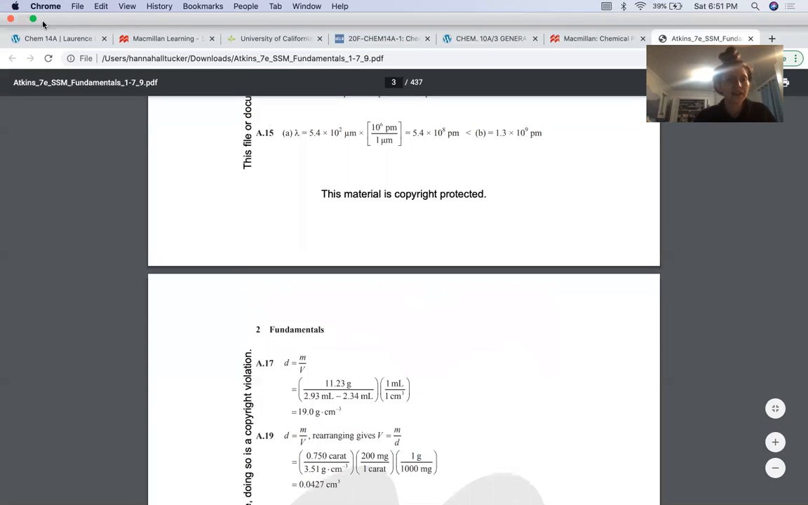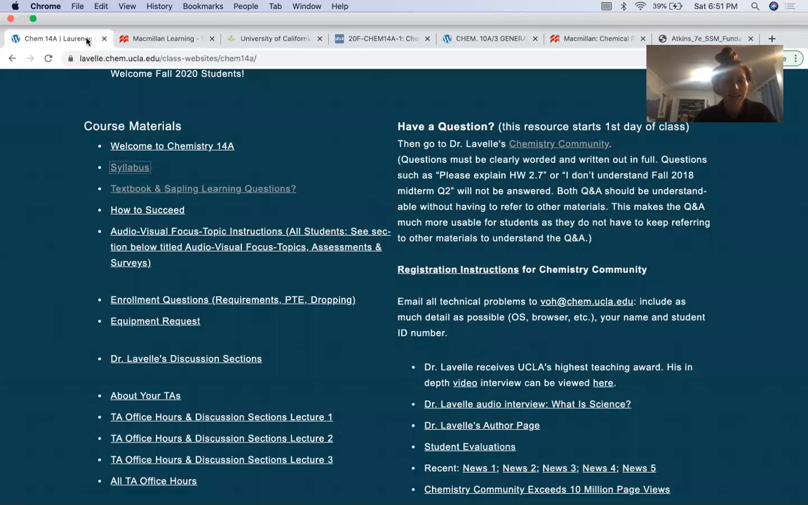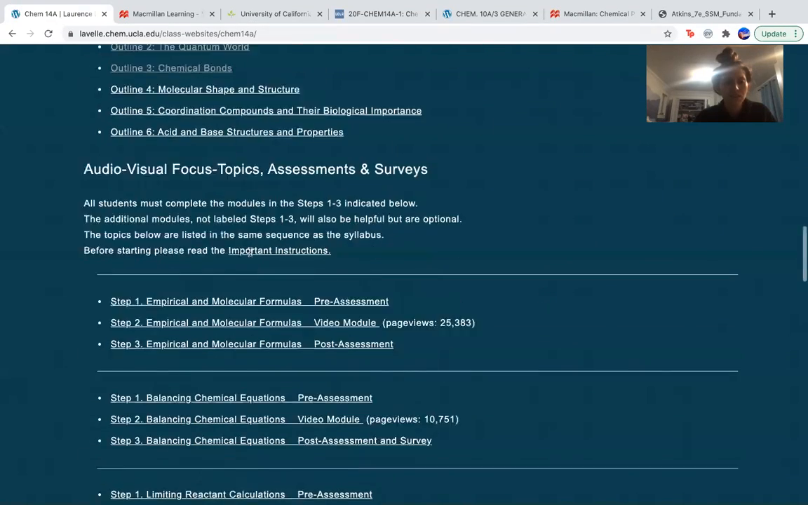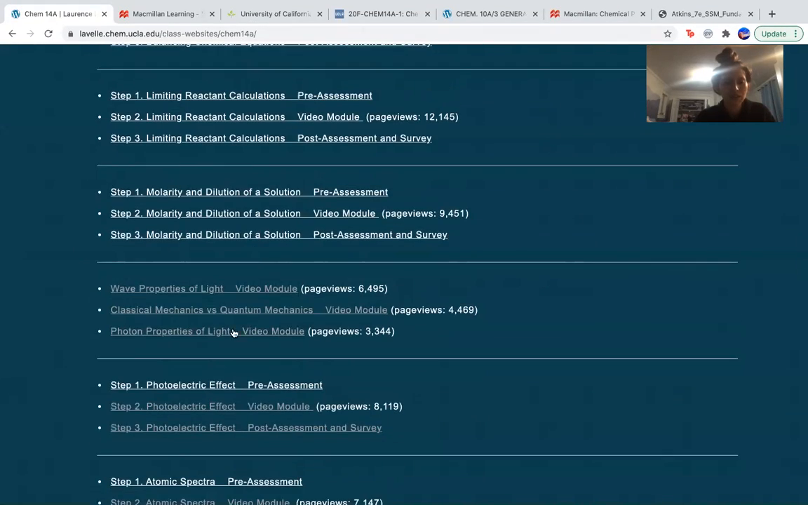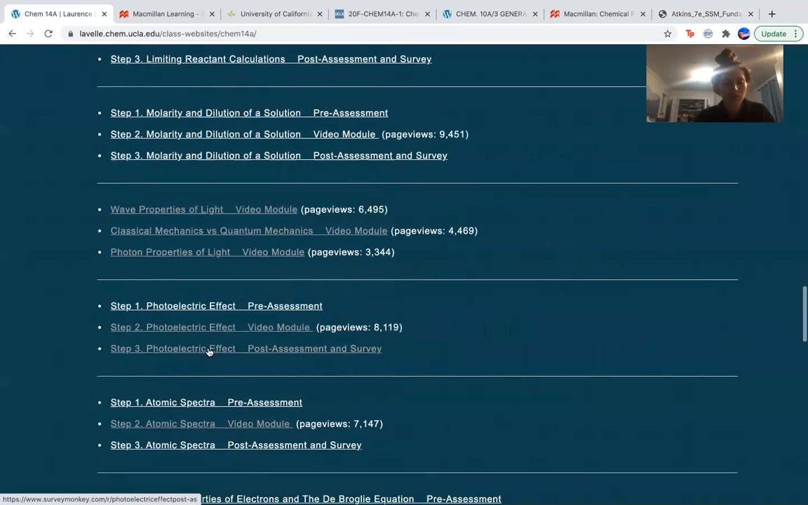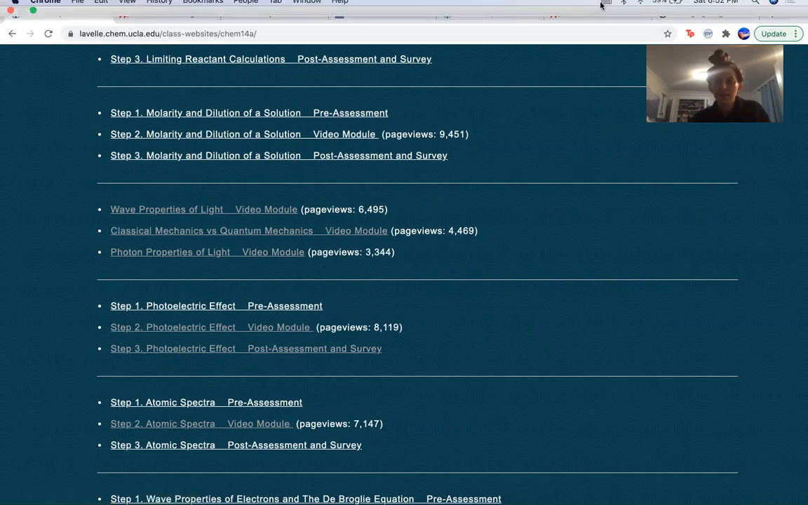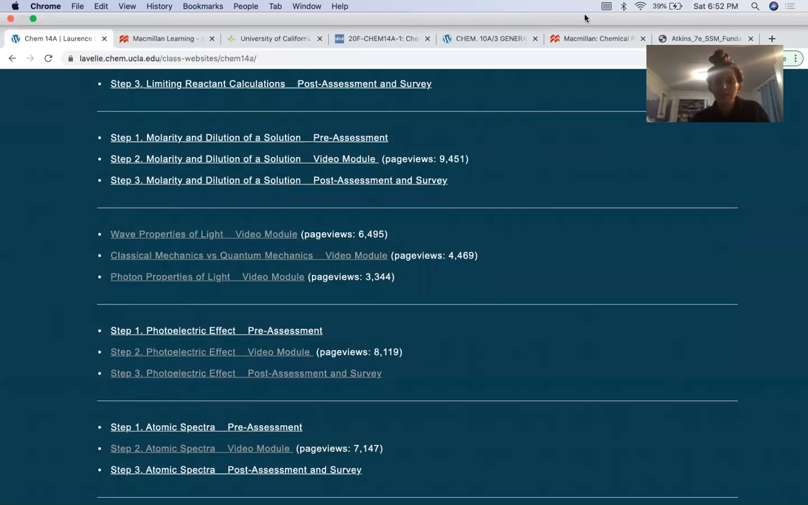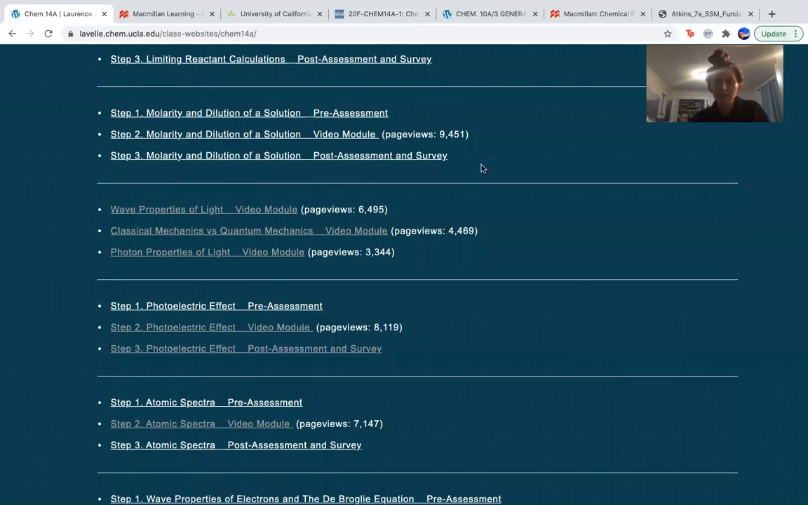So I think a good one is properties of light, I believe, or the photoelectric effect. Wait, let me look. I took notes on some of this stuff. Let's see what these say. Okay, let me look at some of the problems that I thought were useful.